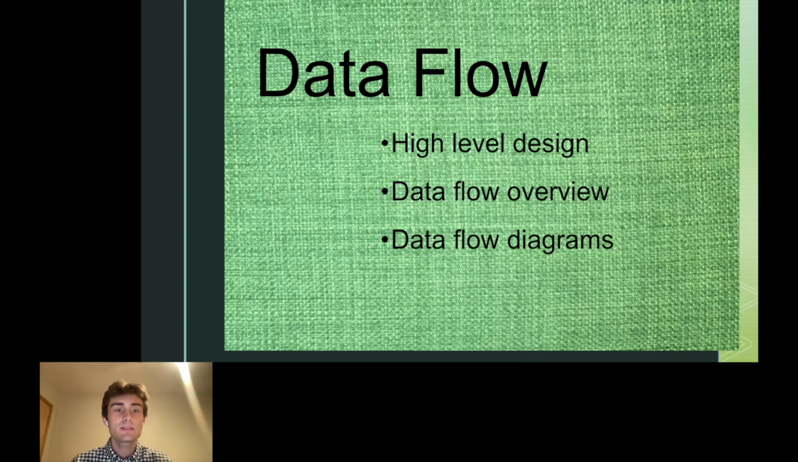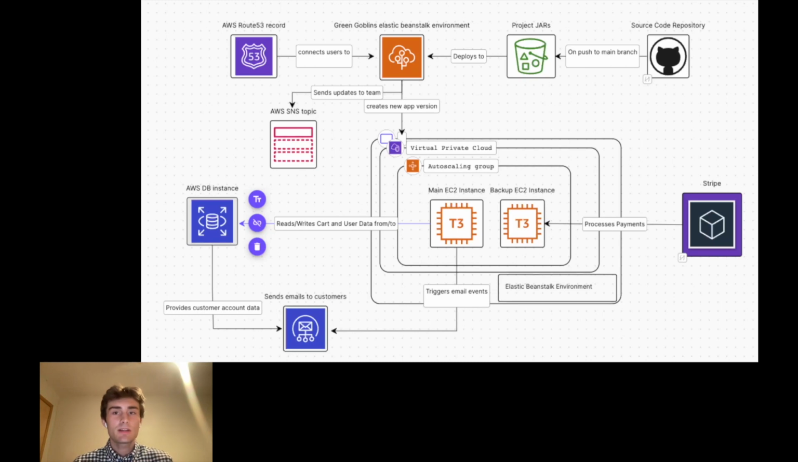So I'm going to talk about high-level design, data flow overviews, and data flow diagrams. Here's a high-level architecture diagram of our entire project. You can see how all of the modules interact with each other and where different processes are carried out. For example, in the top right, you can see our CI/CD pipeline. In the diagram, our source code is pulled from GitHub on push to the main branch, uploaded to our project jar S3 bucket, which is then deployed to the Elastic Beanstalk environment, which creates a new app version and sends updates to our team via AWS SNS. This diagram encompasses everything in our system, including our backup systems and all of our external APIs like Stripe.